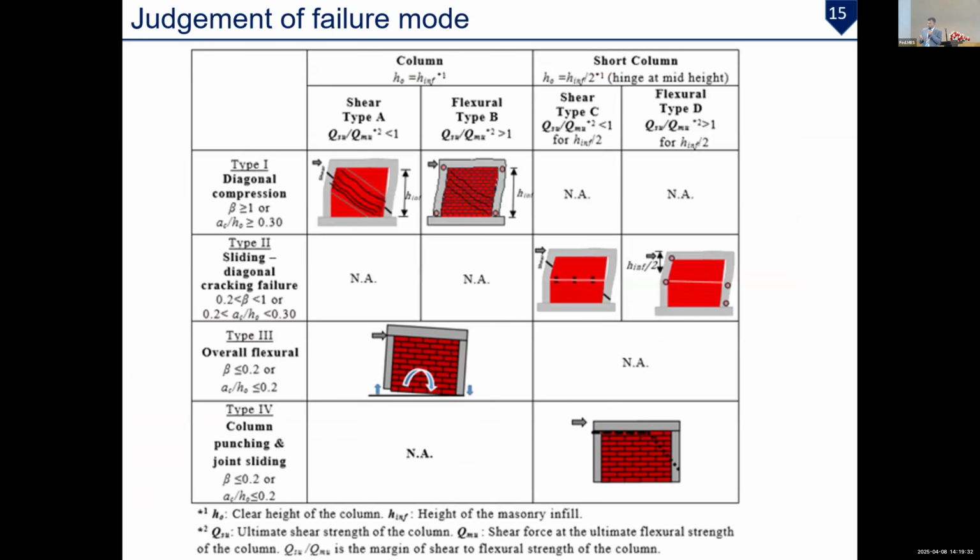And here we made a matrix. The difference of failure mode is: if beta is greater than 1, then shear type failure, and flexure type failure for the column. It also depends on the column size and whether it is a short column. And this is the difference of the failure mode.